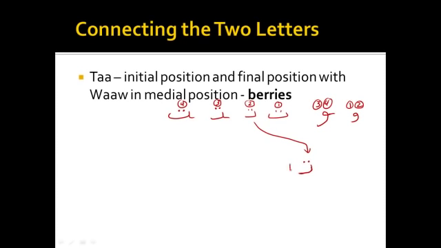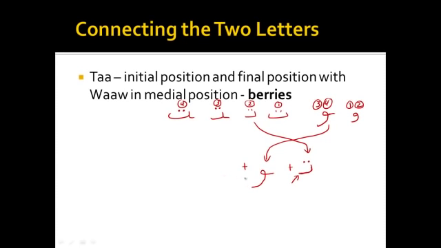Okay, and then we have here the wow. Now we say toot, we hear that ooh sound, and that's going to connect to this ta here. So we need to connect from the right. So we're actually going to bring this one over here, and it's going to look like this. Okay, and then we want to add another ta, because we say toot. The ta, we hear that ta at the end.